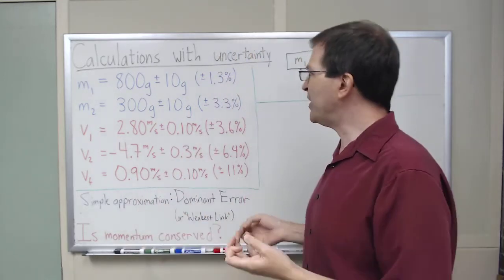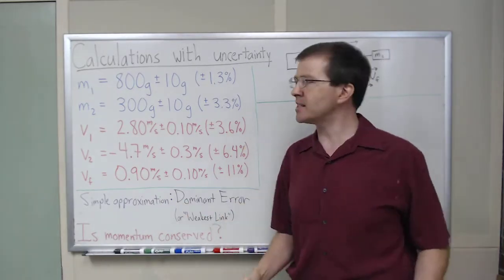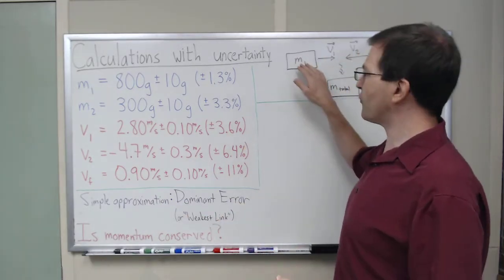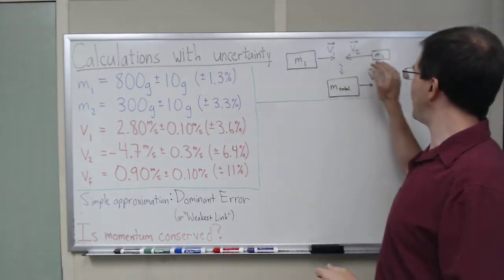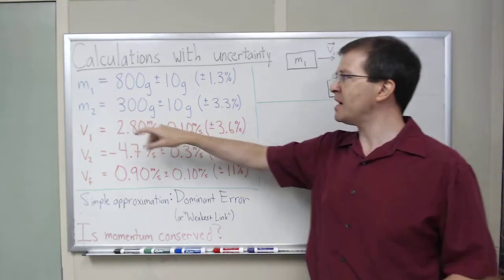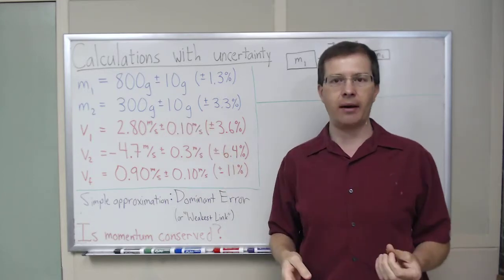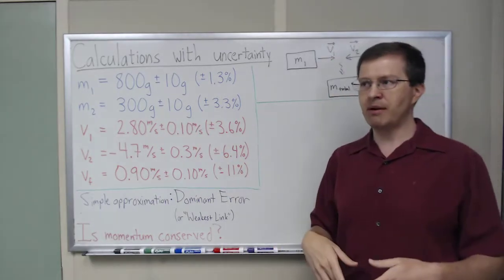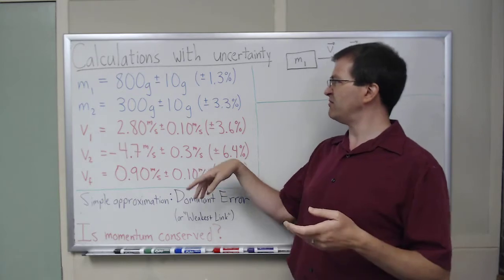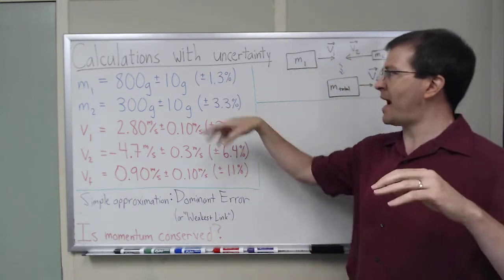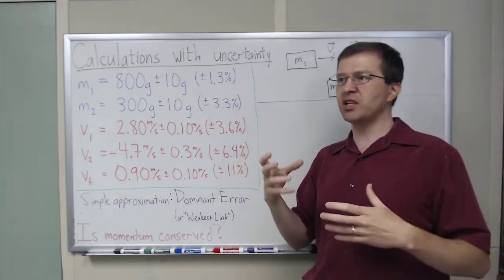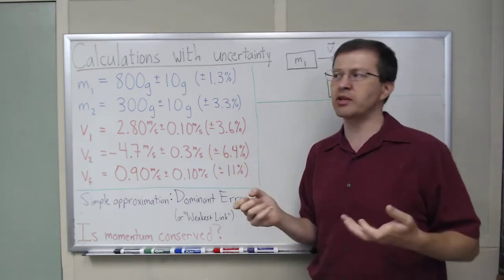So, okay, we took some data. We're imagining we've taken some data that the mass of the first object is 800 grams, the mass of the second object is 300 grams. Each mass is uncertain by plus or minus 10 grams. That's our uncertainty in mass, the same for both. Maybe that's the precision of the balance we used to measure them or something.